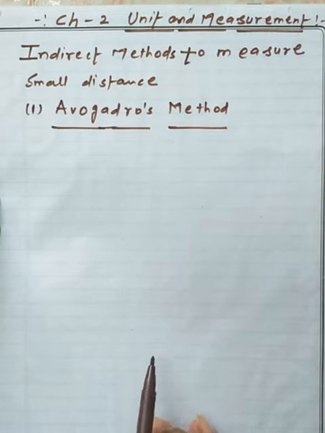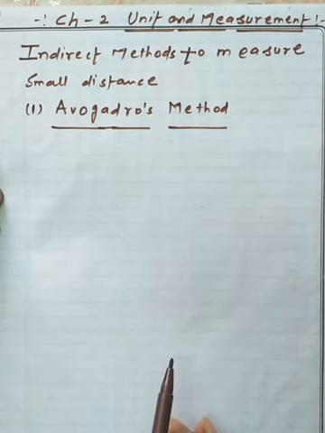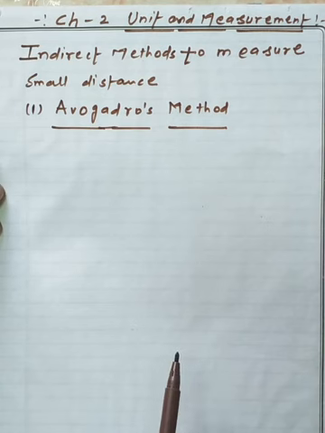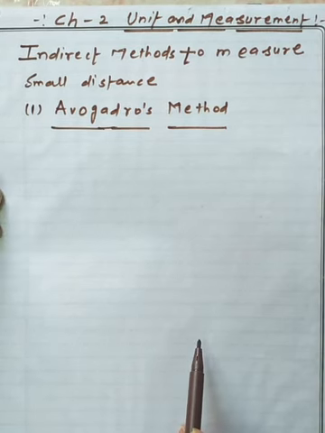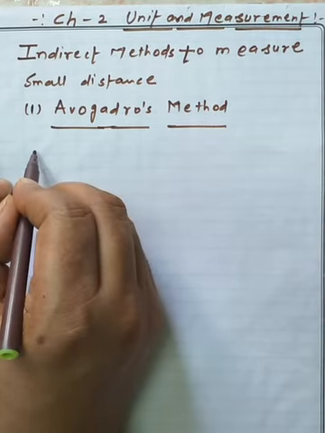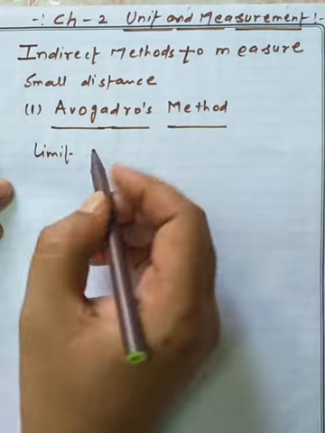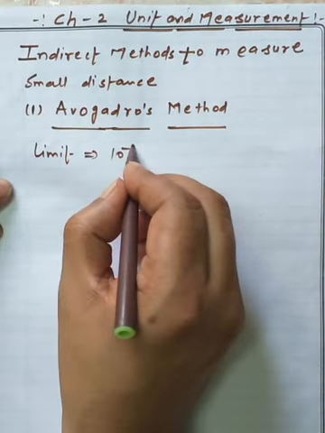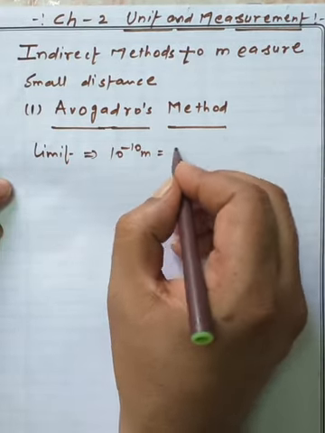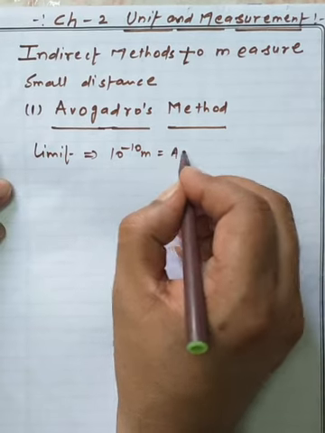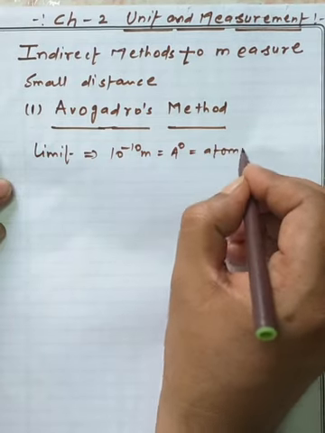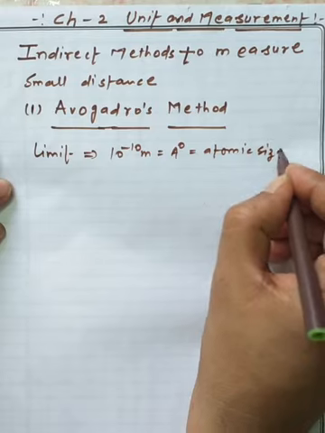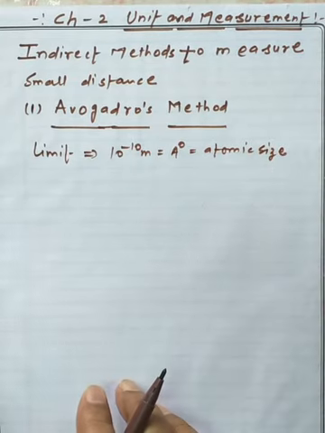Now, dear students, chapter number 2, units and measurement. Today we are discussing indirect methods to measure small distances, and one of the methods is called the Avogadro method. Up to what limit can it measure distance? The limit of this Avogadro method is 10 to the power minus 10 meter, and we denote this limit by the unit called the angstrom, which is generally the atomic size. So up to that distance it can measure small distances.